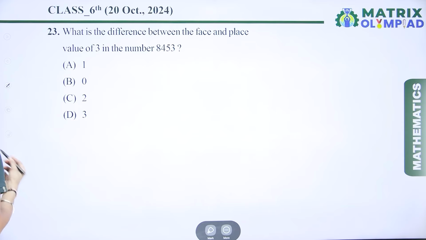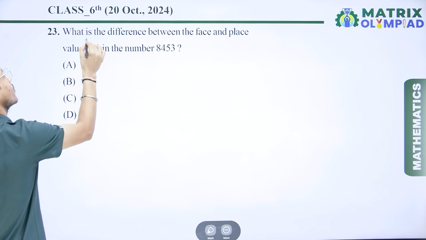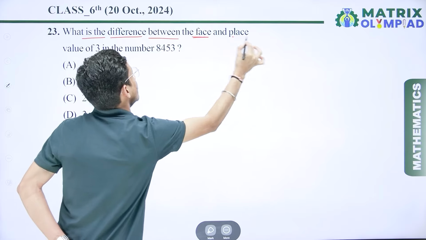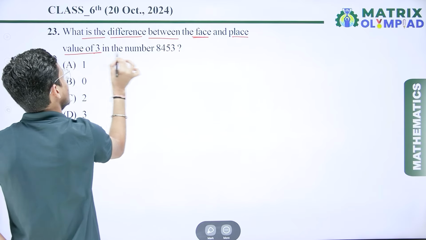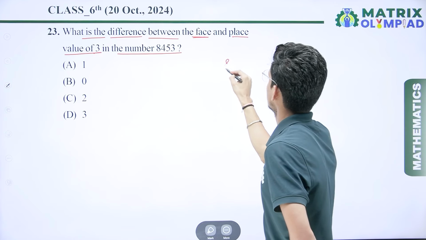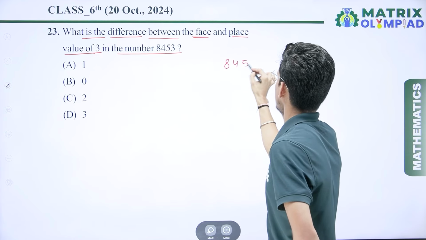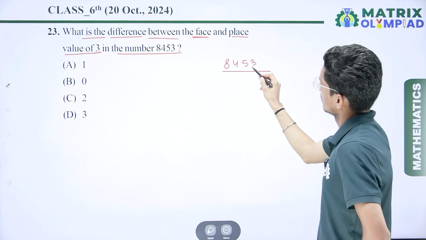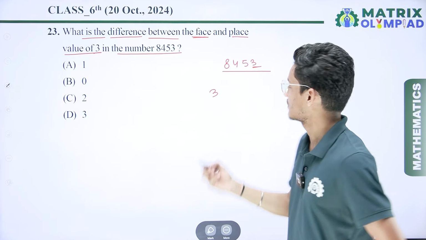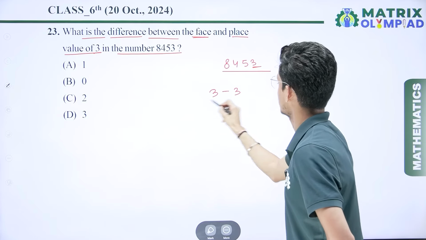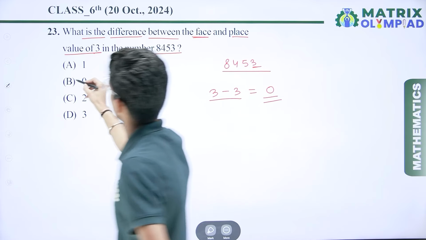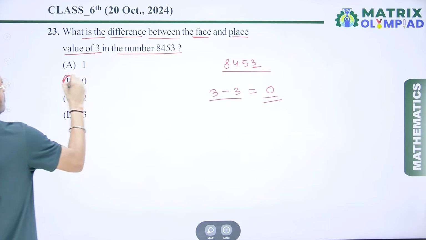So now if I talk about the next question, that is what is the difference between the face and place value of 3 in the given number. So here we have given the number 8453. So 3 is here, so I can say that the face value of 3 is 3 and the place value of 3 again is 3, and the difference between them is 0. So check 0 is here. Yes, so option number B is the correct answer.